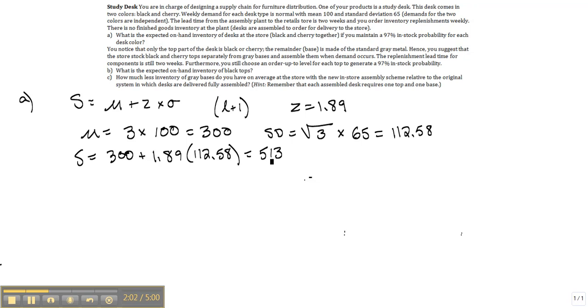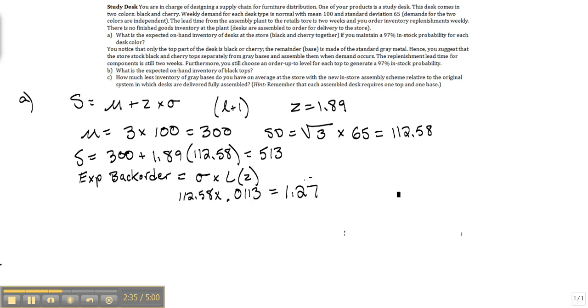Next, we need to calculate the expected back order. Expected back orders are equal to the standard deviation times the L of Z. We know our Z value is 1.89, and looking that up in the standard normal loss table, we see that it corresponds to a value of 0.0113. If we multiply that times our standard deviation over the L plus 1 periods of 112.58, we get expected back orders of 1.27 desks.